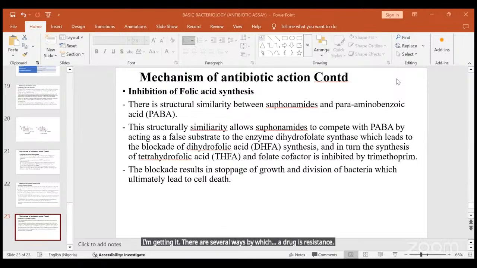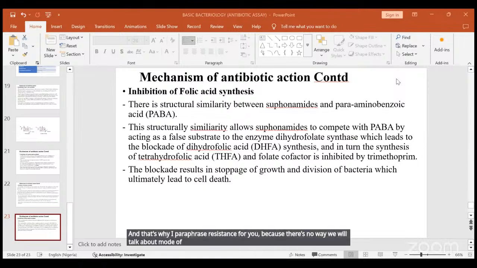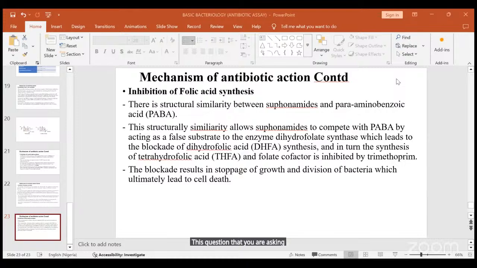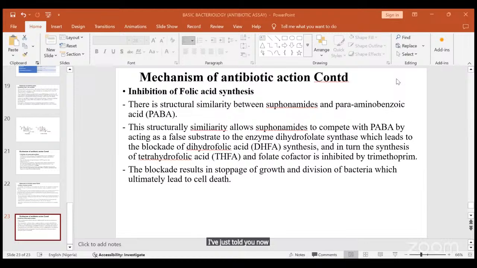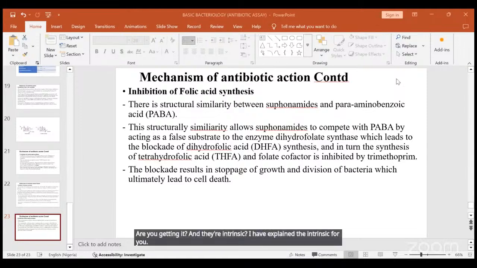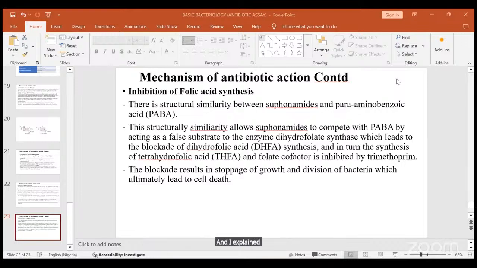And that's why I paraphrase resistance for you, because there's no way we will talk about mode of action of antibiotics and we will not talk about resistance. This question that you are asking, if you are listening very well to me, you will be able to explain to that person why all those things can happen. I've just told you now, it can be either intrinsic or acquired. Are you getting it? I have explained the intrinsic for you, and I explained the acquired for you.